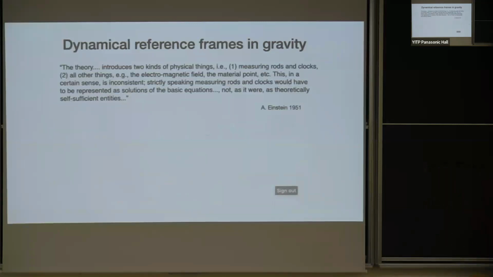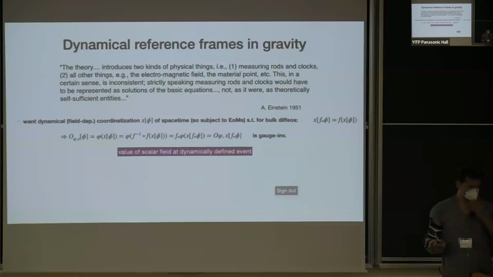And in fact, even Einstein was already aware of this. Here's a quote from him where he's basically saying that general relativity introduces two kinds of physical things, measuring rods and clocks, so reference frames really, and all other things like the fields. And this in a certain sense is inconsistent. Strictly speaking, we will want the measuring rods and clocks to also be represented as solutions of the basic equations. And so if we want to take this seriously, what we really want to have is not a fixed labeling of space-time events, but field-dependent or dynamical labelings of space-time events, so that they're subject to the equations of motion.